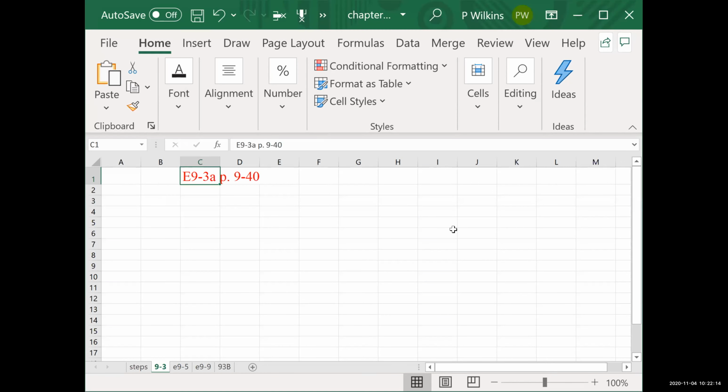There we go. Okay. So 9.3, and we're doing A on page 940. Exercise 9.3 says, on March 1st, 2022, Boyd Company acquired real estate on which it planned to construct a small office building by paying $80,000 in cash.